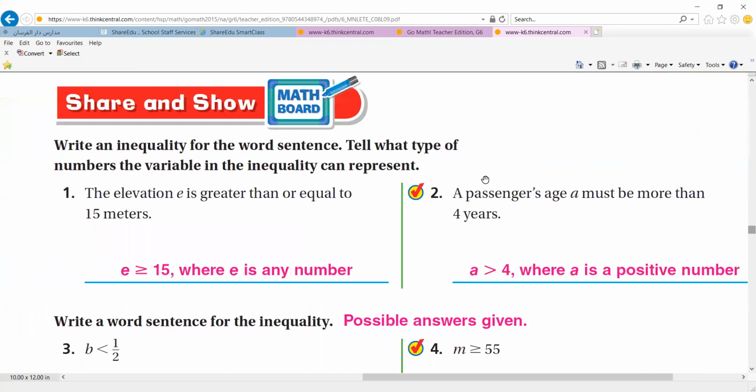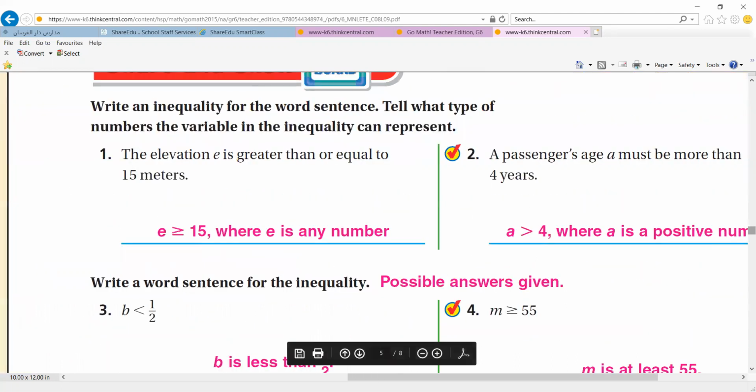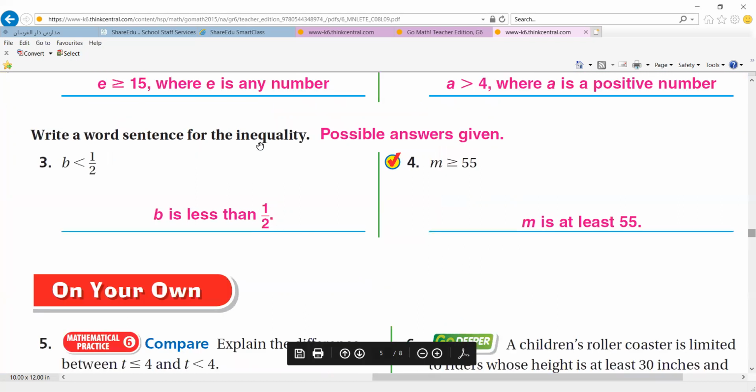Okay, miss. How do I know when I put equal? See, they gave you here: elevation is greater than or equal to. They gave you that in the question, or in the question you'll find the word at least. Now write a sentence for B and M. B is less than half. M is at least 55. See? Greater than or equal to means at least.